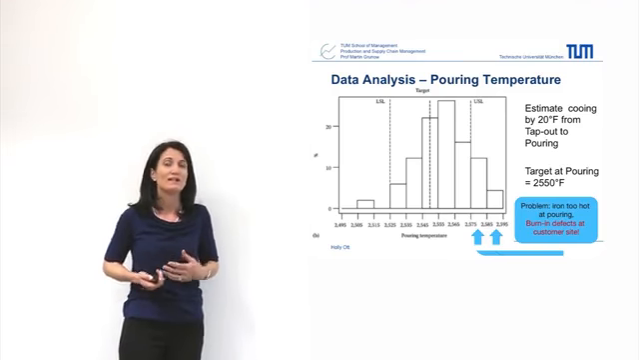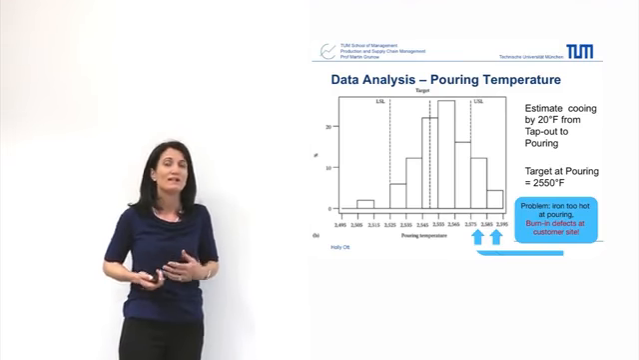Roughly speaking, it looks about 10 degrees higher than target. Instead of 2,550, you're centered closer to 2,560. So, that should indicate to you that the estimation of a 20 degrees drop is incorrect. But we'll come back to that later.